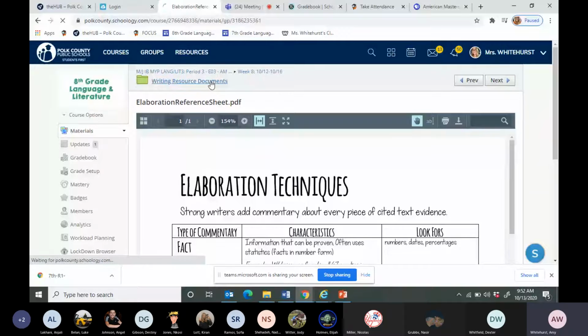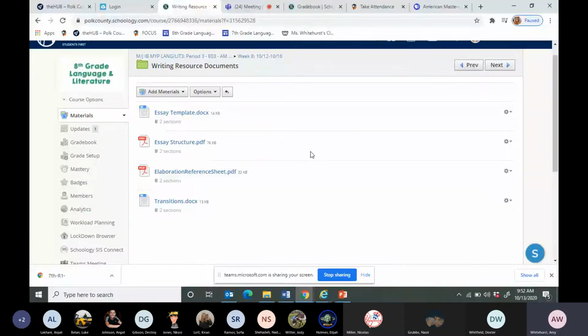In your writing resource documents, if you are able and if you have a printer at home, it might be helpful to really print out either the essay structure or essay template and the elaboration reference sheet. I'm not saying that it's required, but typically in a class setting, you would have a folder with sheet protectors, and all of these papers would go in those sheet protectors because they are considered very important, and we are going to be referencing them at different points throughout the year together. So again, it's not required. If you don't have a printer, it's okay.